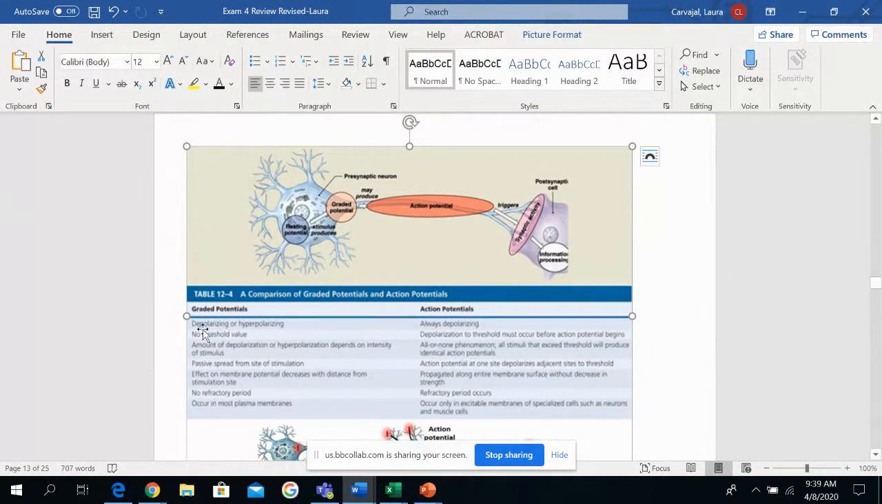Graded potentials can depolarize or hyperpolarize. Action potentials are always depolarizing. Depolarizing means they're becoming more positive. Graded potentials can become more positive or more negative. Action potentials have to reach a threshold before the action potential can be propagated through the cell, whereas graded potentials don't need any thresholds.